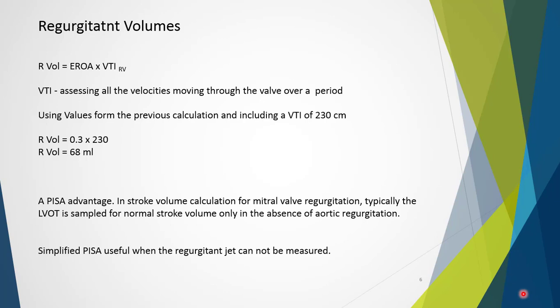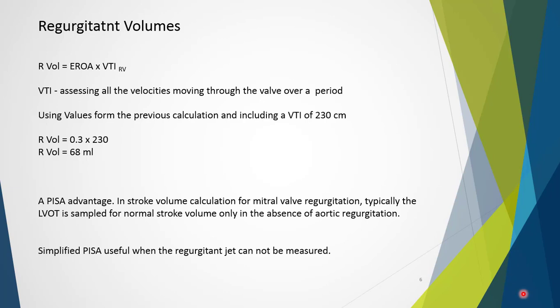The PISA method is readily utilized for the estimation of regurgitant volume severity. In the case of stroke volume calculation for mitral valve regurgitation, typically the LVOT is used for sampling the normal stroke volume. But this can't be used when there is existing aortic regurgitation.